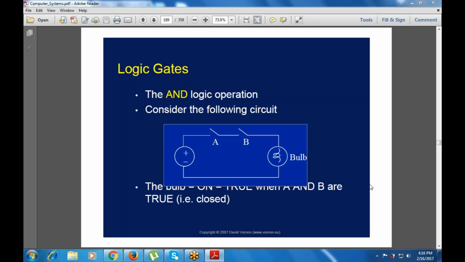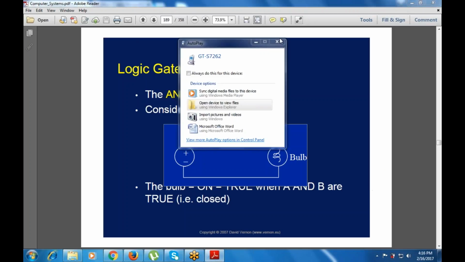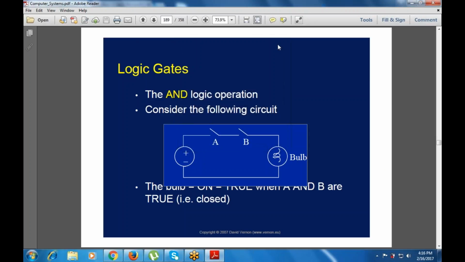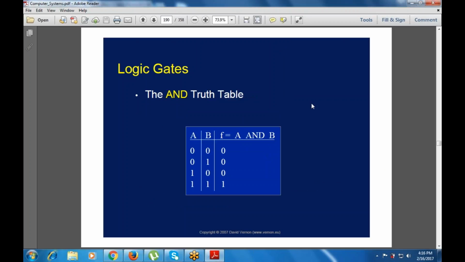So the first gate is the AND gate. The AND gate is used to identify the various inputs and how these inputs are combined to make the circuitry. The AND gate logic operation.